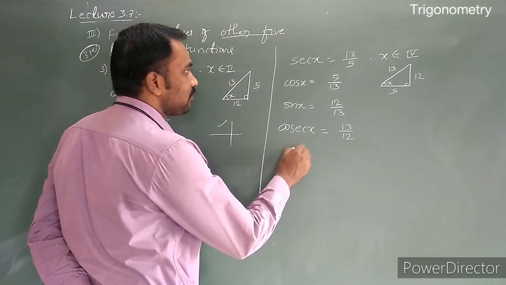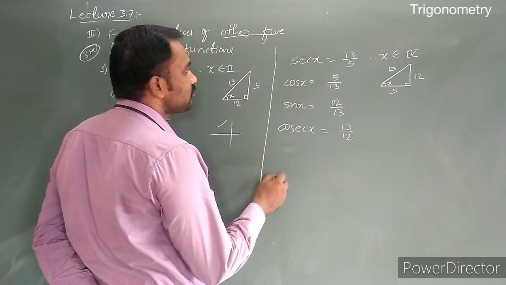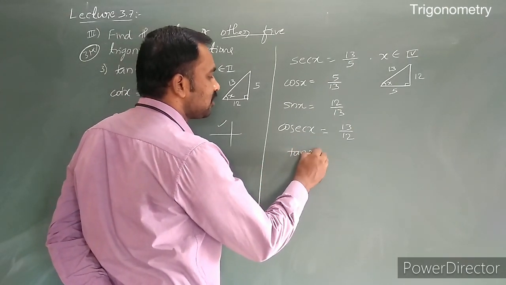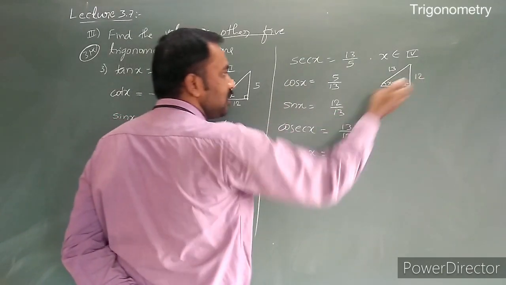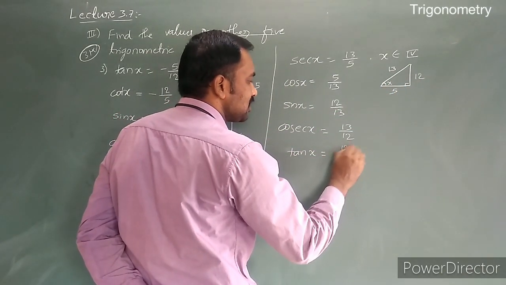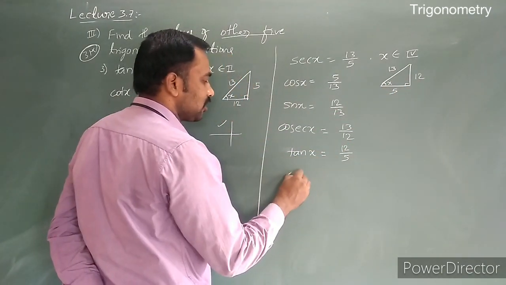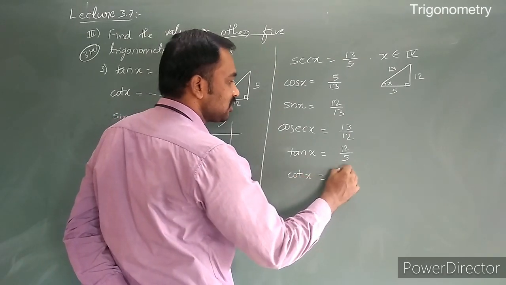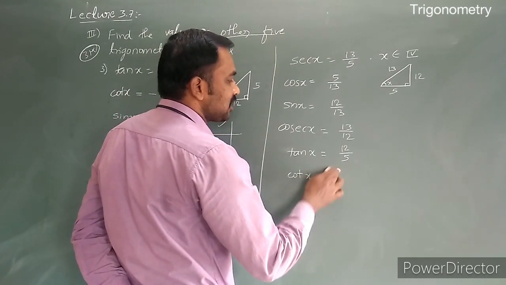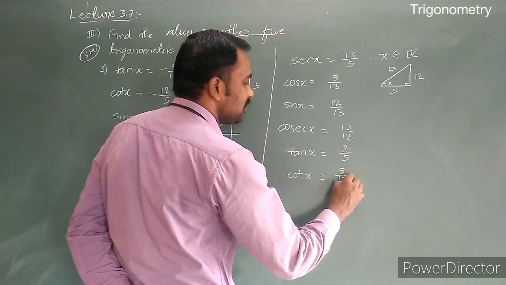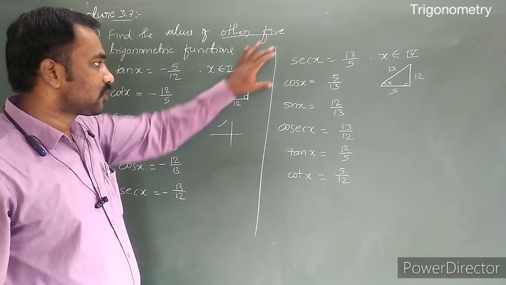Next, cos of x is already over. Next, tan x is sine by cos, or else opposite divided by adjacent, 12 divided by 5. Cot of x is the reciprocal of this, 5 by 12. All the 6 ratios are over.